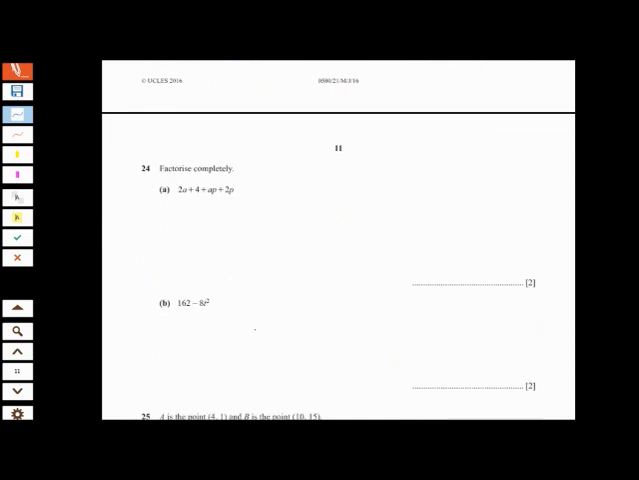Now question 24, factorize completely. Take 2 as a common factor first. You end up with a plus 2. And then take P as a common factor, and you will end up with a plus 2 as well. And so (a plus 2) times (2 plus b), which is this and this. That's how you solve these kinds of questions.